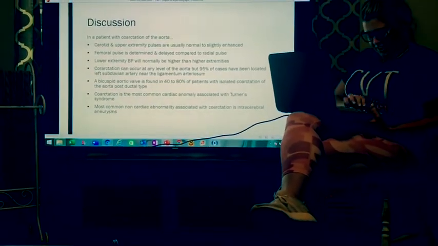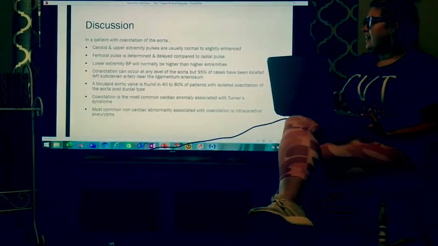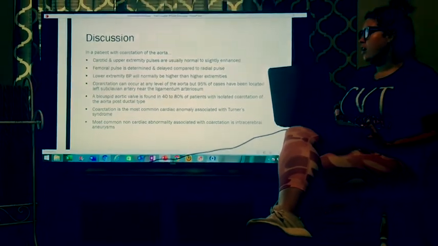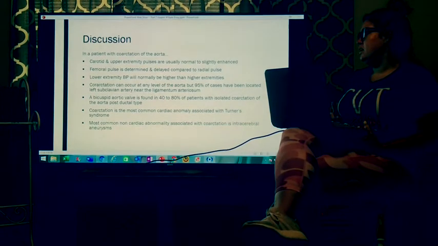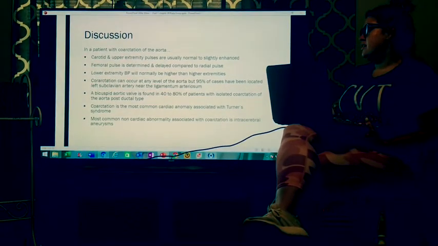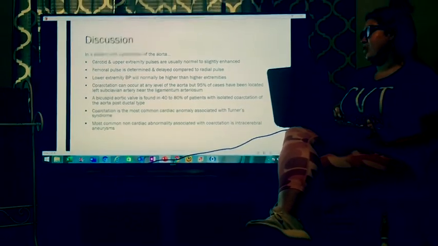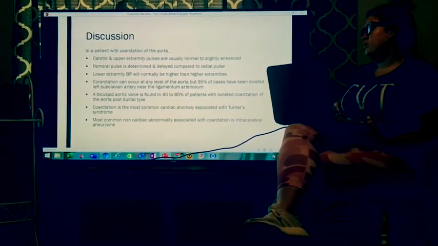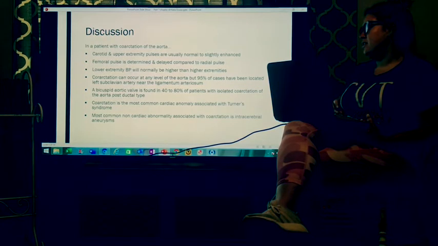On the discussion, in a patient with coarctation of the aorta, the carotid and upper extremity pulses are usually normal to slightly enhanced. The femoral pulse is diminished and delayed compared to the radial pulse. The lower extremity blood pressure will normally be lower than the upper extremities.